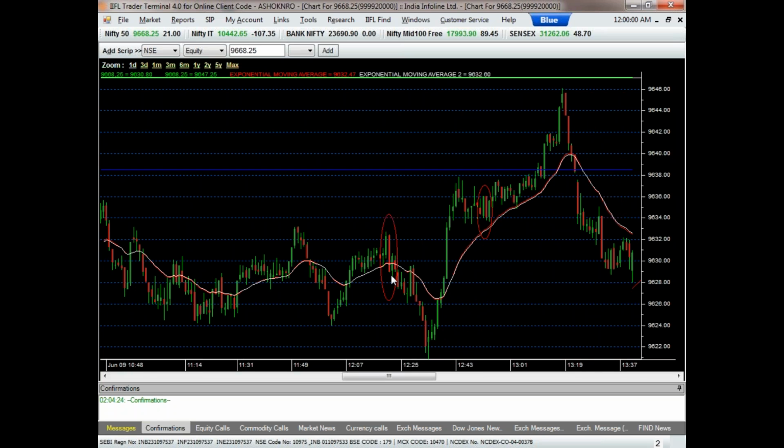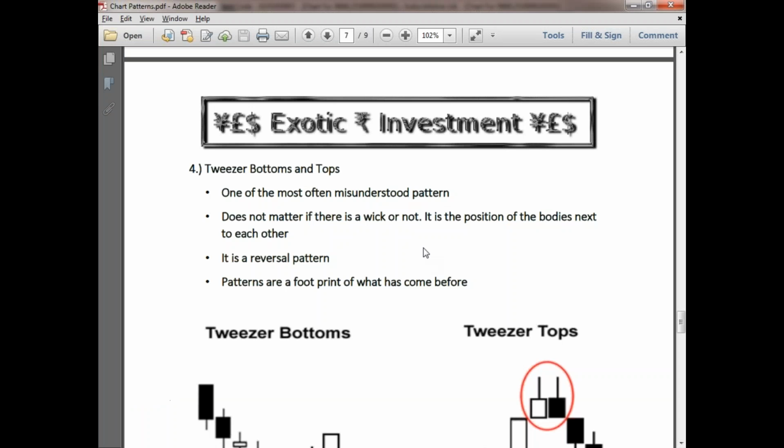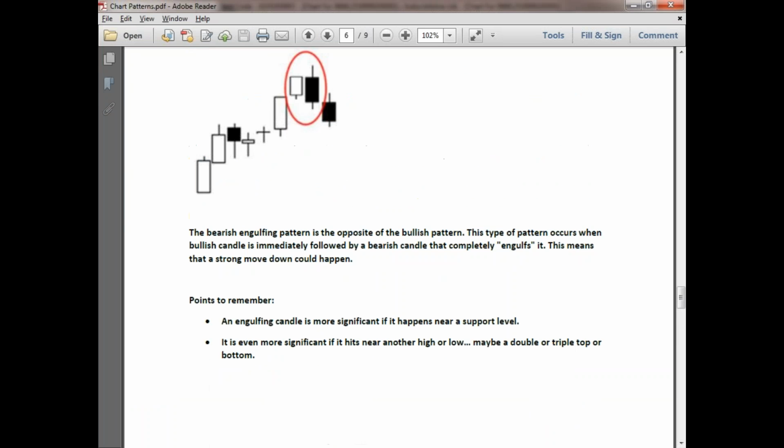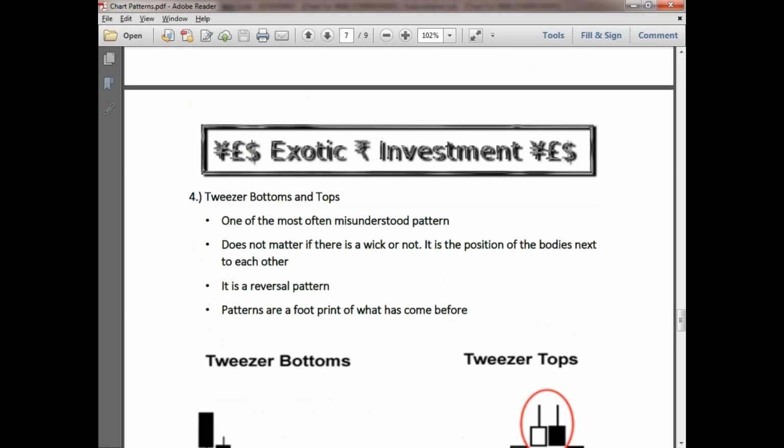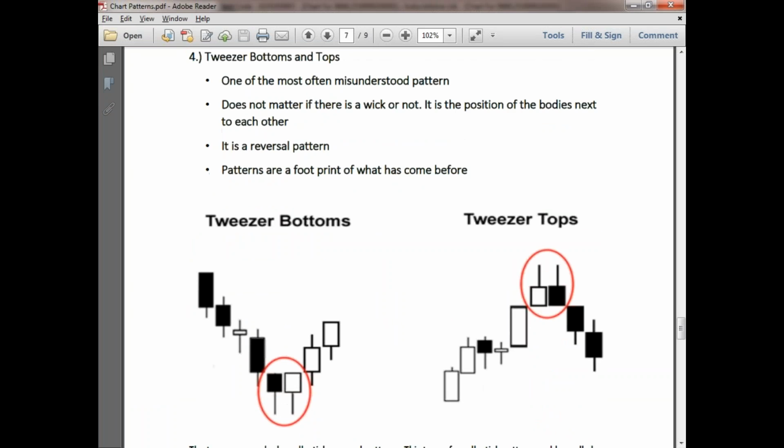It came to the support zone, and afterwards it took support over here. After this bearish engulfing, it is somewhere around 9,629, and it came down to 9,621. So it went about 9 points down after the bearish engulfing showed up. Okay, so this is what happened over here. So let's move to the next one. If you have any questions at all, please interrupt me. I am going a bit faster because we have to cover much more as of now. So please do stop me in between.